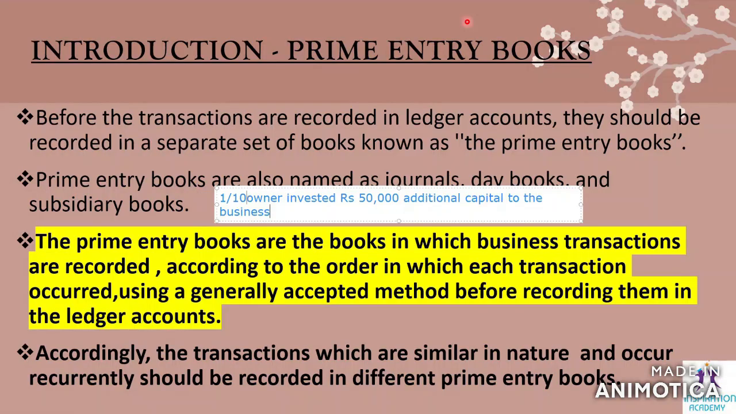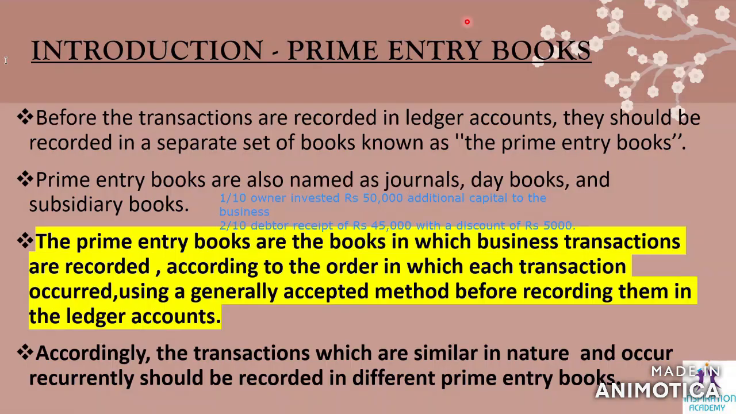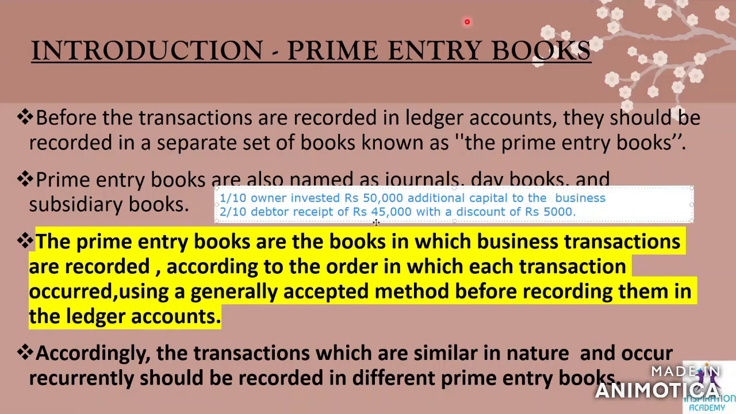And then on 2nd of October, let's say a debtor's receipt of rupees 45,000 with a discount of 5,000. Likewise, business transactions occur and we have to record them in the order in which they occurred.